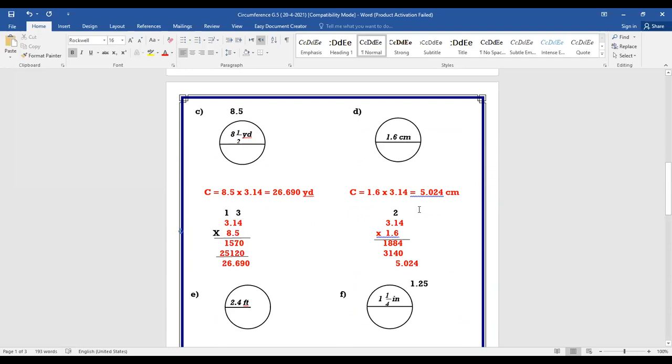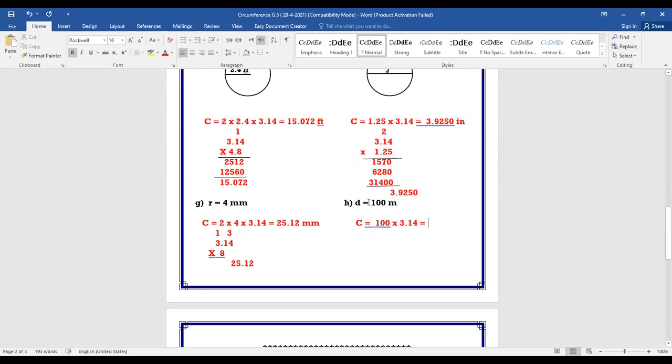In this one we have diameter 100. For that you multiply the diameter by 3.14. We said before when you multiply by 100 and you have a decimal point, we move the decimal point to the right 2 digits. You remember this lesson? If we move the decimal point 2 digits to the right, what is the result? Move 1, 2, it will be 314 meters.